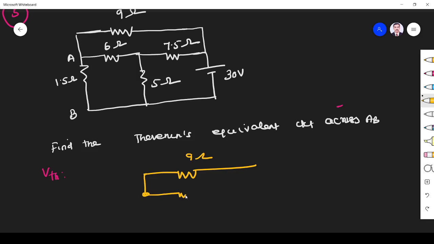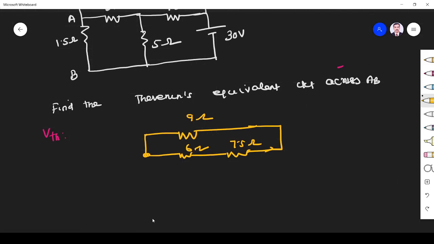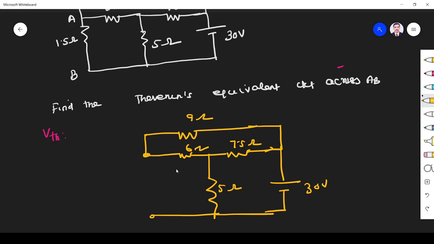So this will be 7.5 ohm, 6 ohm. Fine, and this is opened. This will be like this. This is 30 volt, 5 ohm. I have to find the V Thevenin across this.